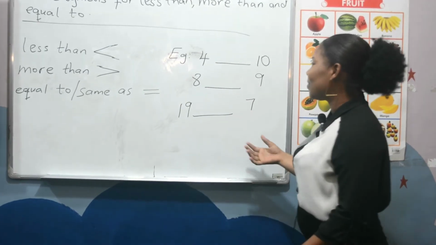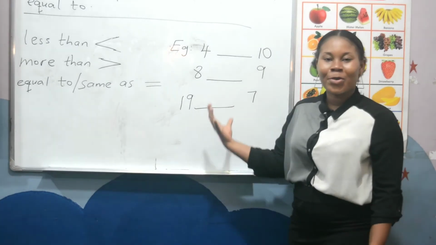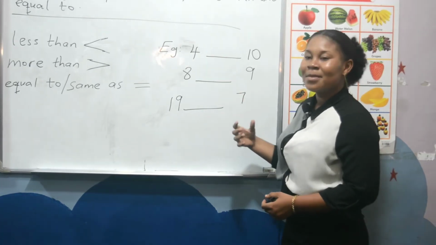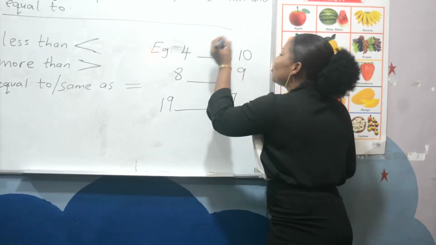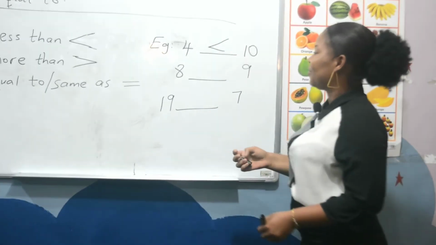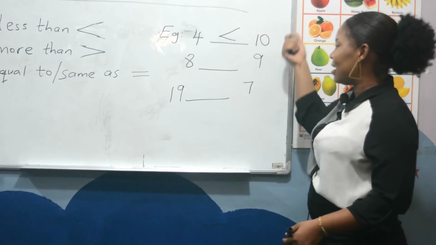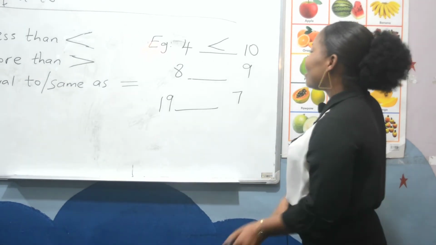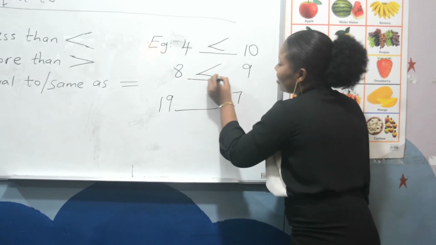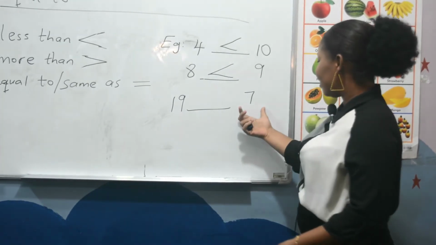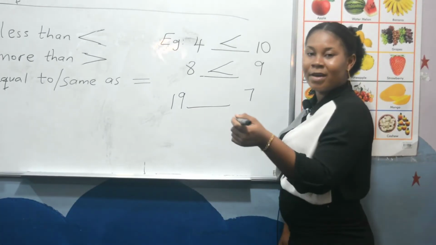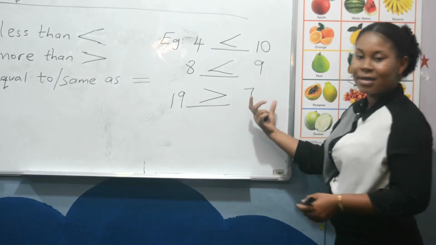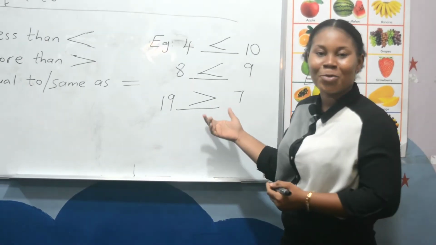All right, so let's solve them together and see if you had them correct at home. So 4 and 10. The bigger number here is 10, so the opening will face 10. Very good. So 4 is less than 10. So 8 and 9. 9 is bigger, so the alligator will take 9. 19 and 7. 19 is bigger, so the opening will face 19. So 19 is also greater than 7. Very good. I hope you had them correct at home.